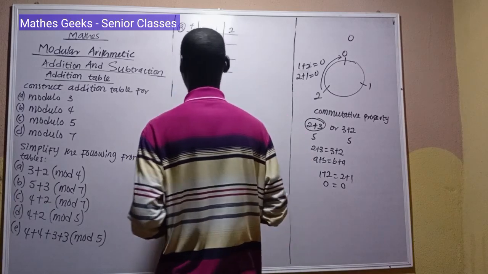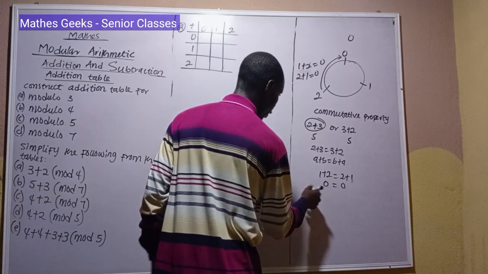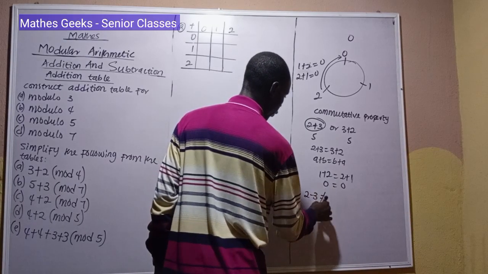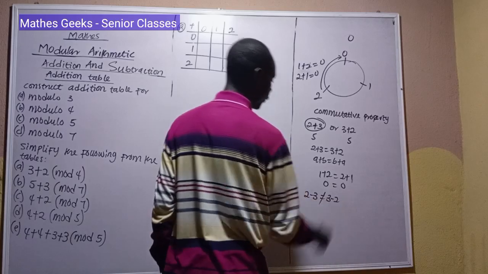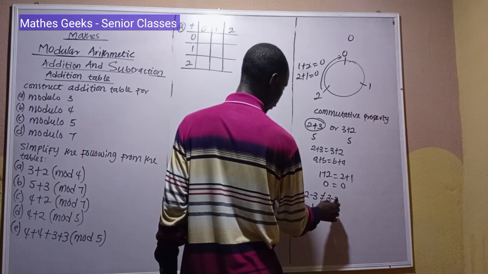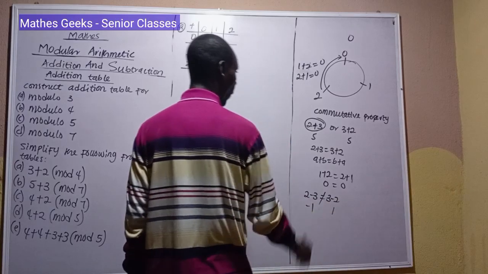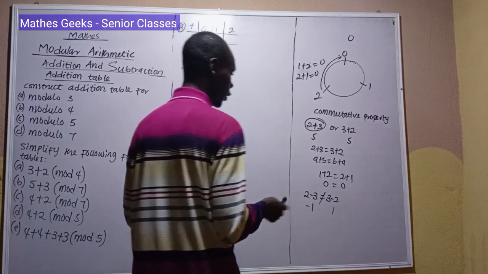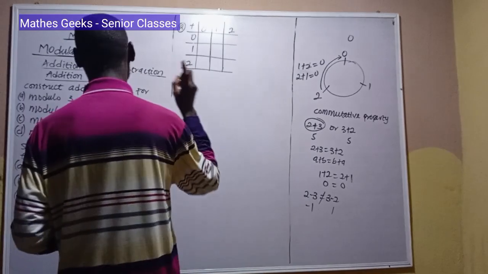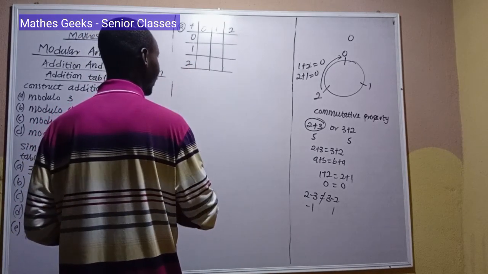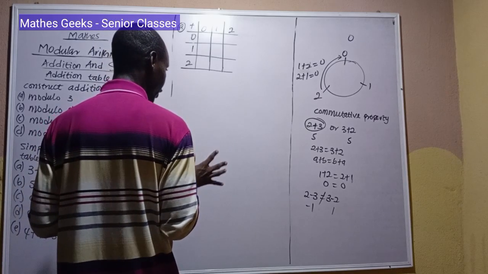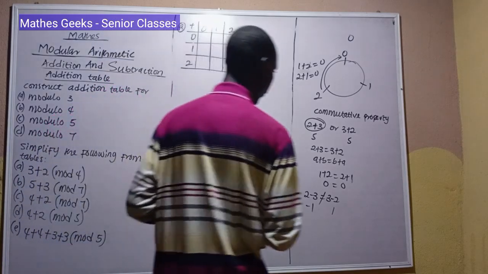But when you look at subtraction, you're going to see the difference. Subtraction is not commutative, in the sense that 2 minus 3 is not equal to 3 minus 2. 2 minus 3 is minus 1, 3 minus 2 is 1. They are not equal. So if you are going to construct a subtraction table for modular arithmetic, you're going to have 2 separate tables. Why 2 separate tables? Because of order.